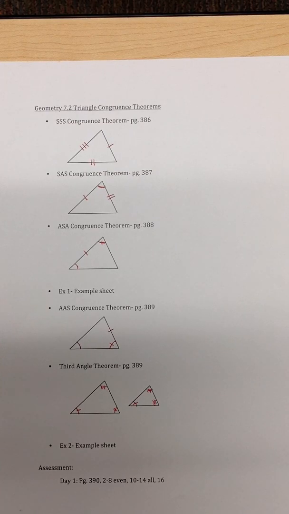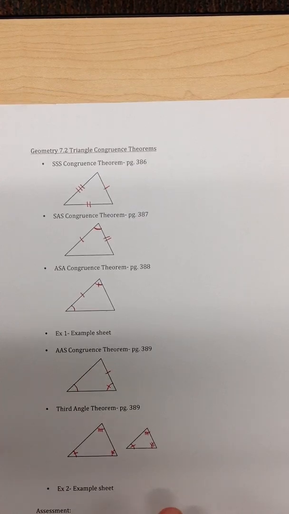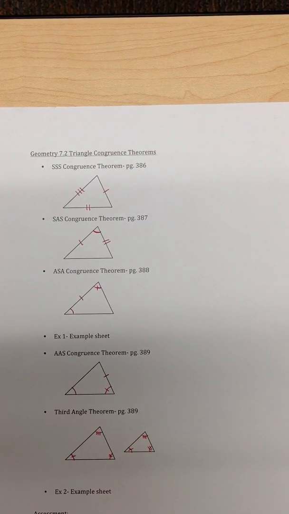So our ones that end up being sufficient conditions actually have theorems that go with them. So the first one there, the SSS congruence theorem, is basically just side, side, side. So it says if in two triangles, three sides of one are congruent to three sides of the other, then the triangles are congruent to each other.